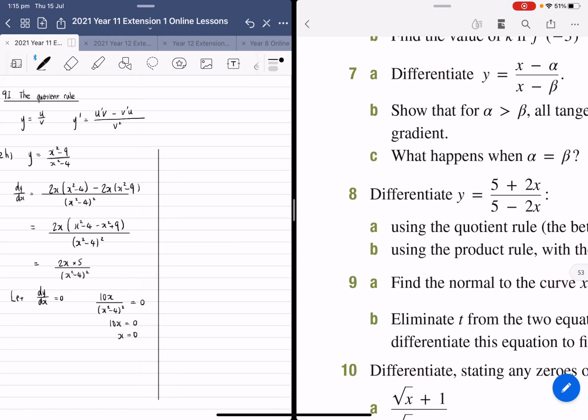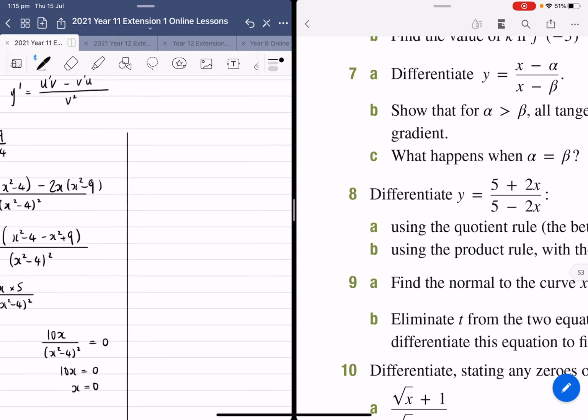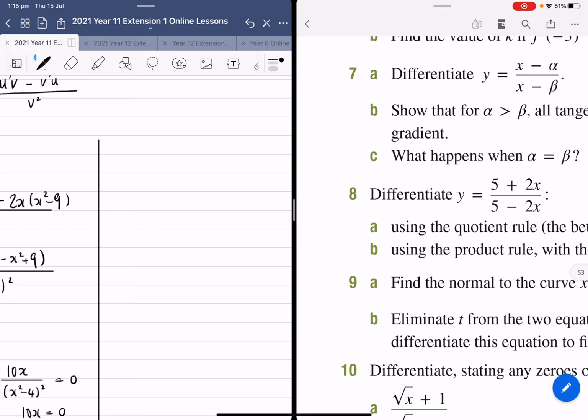Personally, I prefer that, if it's a product rule question, use the product rule. If it's a quotient rule question, just use the quotient rule to do the question, instead of, if it's a fraction, then you start to use the product rule. Okay. Right, so we're going to use the quotient rule first.